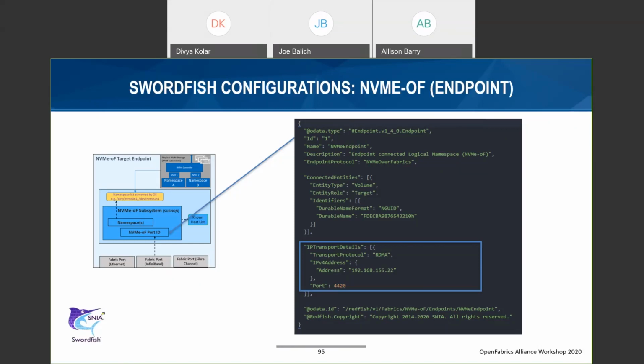So you have to go to swordfishmockups.com, or you have to visit the SNIA SSM working group to find out how these schemas are defined. So next slide, please.